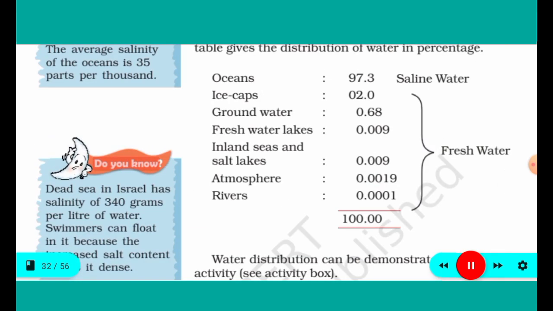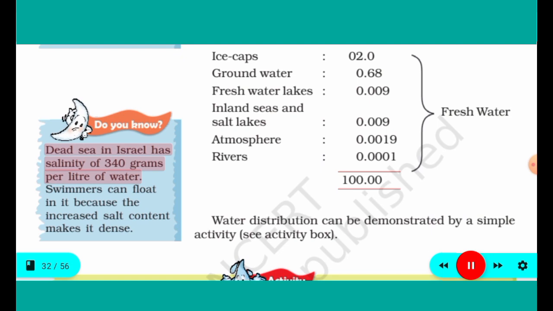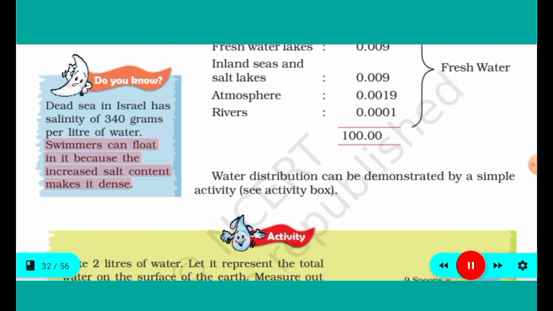Do you know? Dead Sea in Israel has salinity of 340 grams per liter of water. Swimmers can float in it because the increased salt content makes it dense.